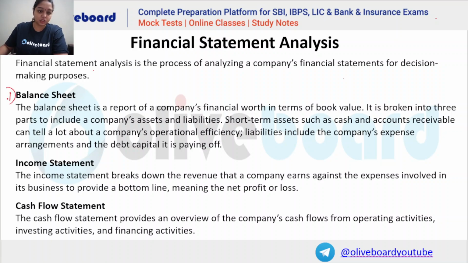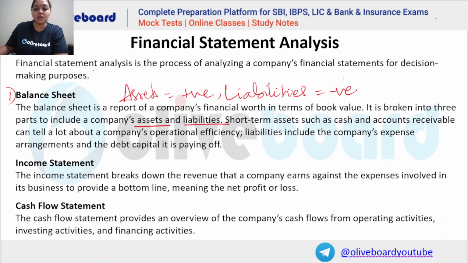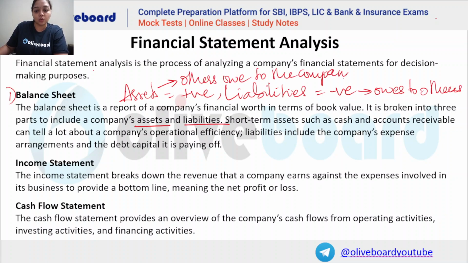So the first one is the balance sheet. The balance sheet is the most simple one. It includes assets and liabilities of a company. Here I would like to tell you, assets are always positive. Liabilities means something that is negative, right? Liabilities means which the company owes to others, right? Assets means others owe to the company. I hope this is clear, right? So assets means when other people owe the company something. Liability means when the company owes something to others.